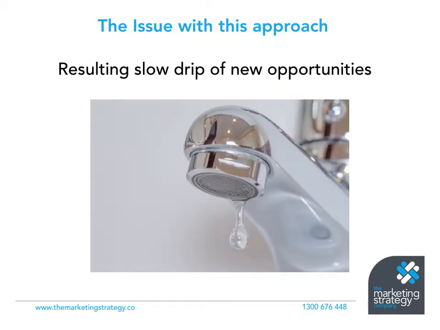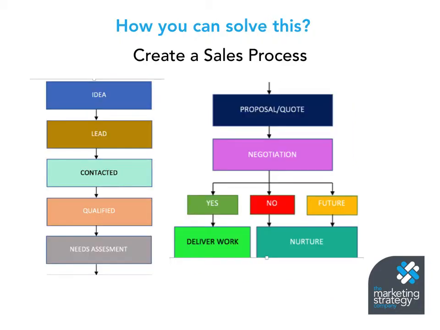But referrals usually result in a slow drip of new opportunities, because your network only has a limited number of people who can refer you; only a number of clients can refer a limited number of people. It's a slow drip of new opportunities. So the way we suggest you solve that is by creating a sales process as a first step.